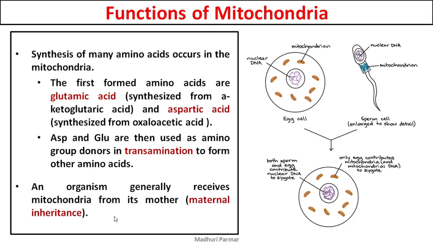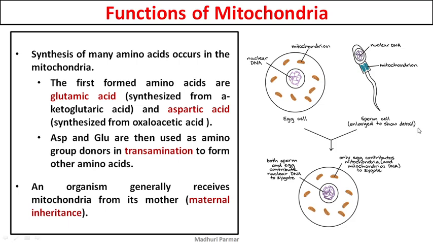An organism generally receives mitochondria from its mother. So this is called maternal inheritance. Think of your mother, then of her mother, then her mother. Think of the mother of all human beings. Fine. So we still share mitochondria from her, from the common mother.